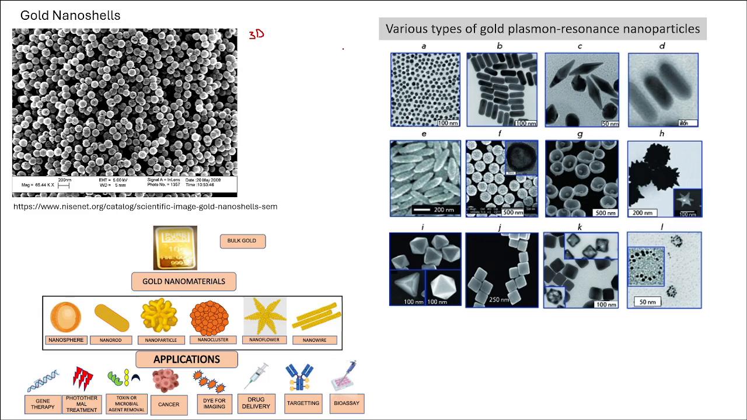Now, we also studied that gold nanomaterials can be synthesized in different shapes, like nanospheres, nanorods, nanoparticles, nanoclusters, nanoflowers, and nanowires as well. If you remember, in the previous session I told you that in a subsequent session we'll also see why these kinds of structures, these nanoflowers or nanostars, are important, and in which applications they are used.